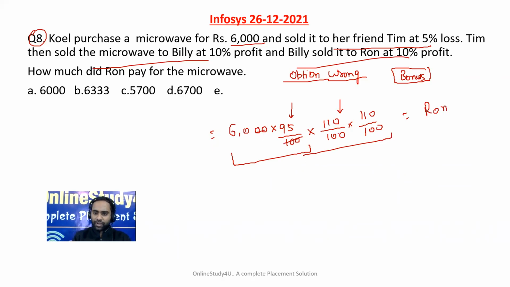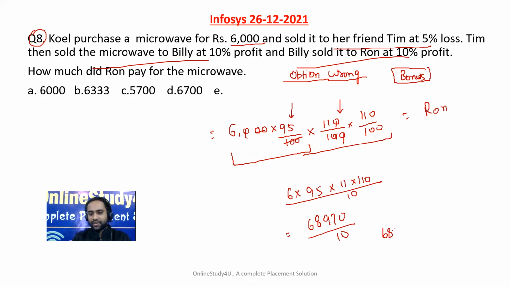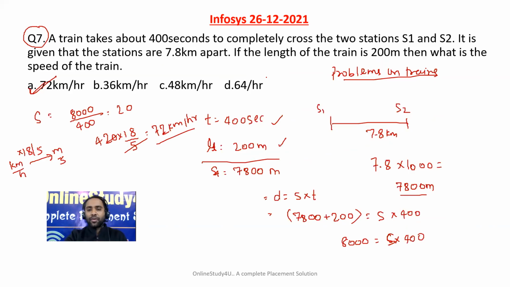Now the zeros cancel, one 0 with one 0, and again. So 6 into 95 into 11 into 11 over 10. If you multiply, you will get 6897, with 10 in the denominator. You can also write this as 6900, but we do not have any option like that, so you will have to give the closest option. Definitely, friends, this is a question where you will be getting the bonus marks.